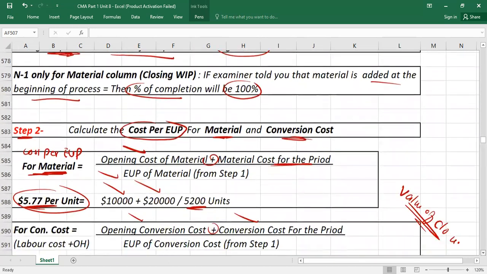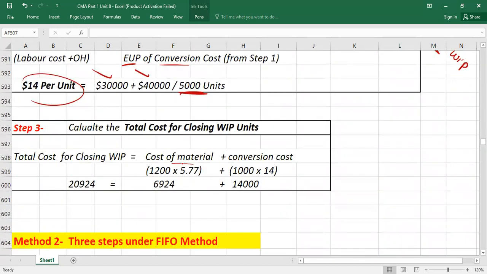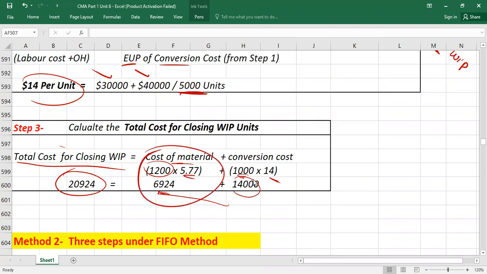I'm calculating total cost. Total cost is calculated here. For material, we have equivalent units 1,200. Material cost is how much? 5.77. I got this value. For conversion cost, we have 1,000 equivalent units. We have $14 as cost per unit. I got this value. If I add these two, this will give you what? Total cost for closing. But if he's asking only for material, then this will be the answer. Only for conversion, this will be the answer. Total, this will be the answer.